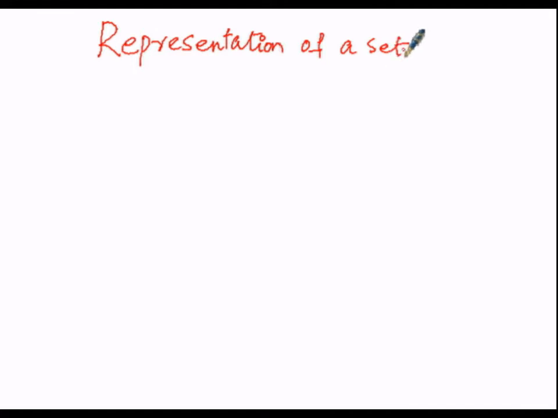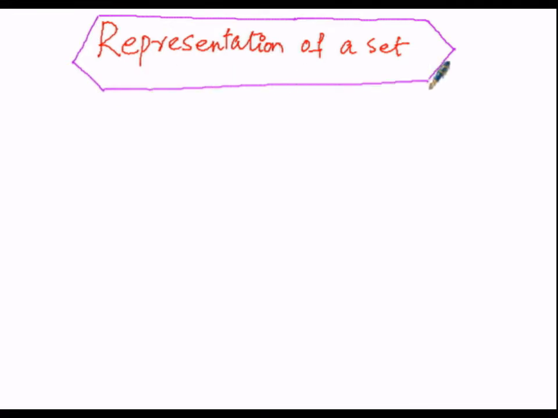A set can be represented by means of two methods. One is the listing method, that is, we list out all the elements which belong to that particular set by enclosing those elements within brackets and separating the elements by commas. That is called the roster form, or in other words, the listing method.